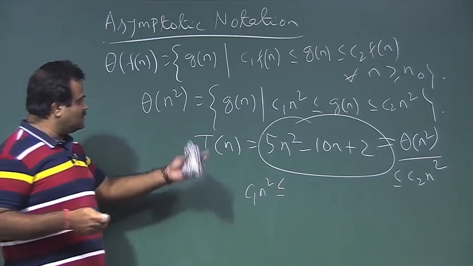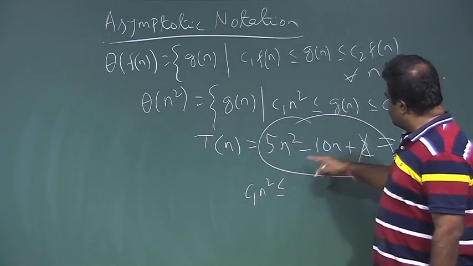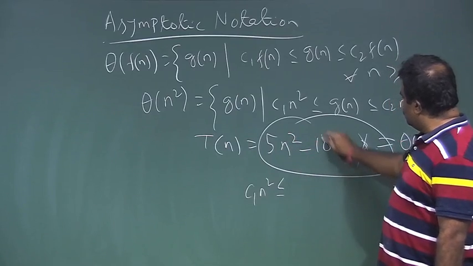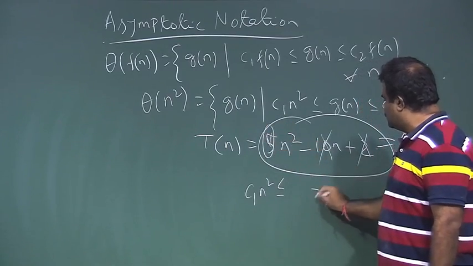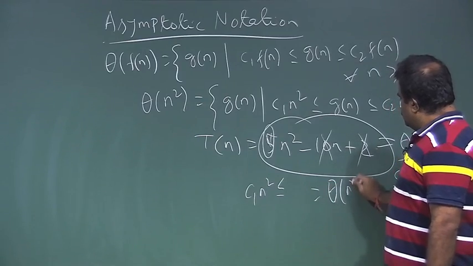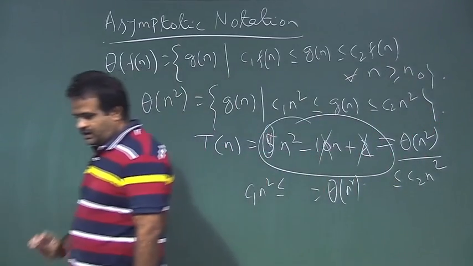And in the engineering sense, we just ignore all the lower order terms, because the highest order term is n square. We ignore all the lower order terms, then we ignore the leading coefficient. So this is basically n square, so that is big theta of n square. Okay. But we do have a mathematical definition.